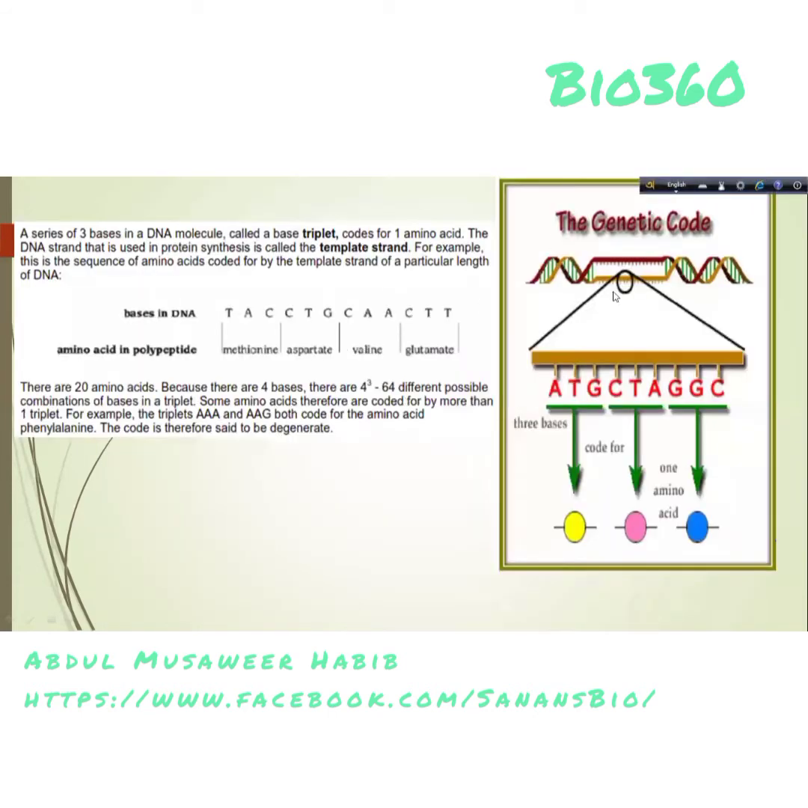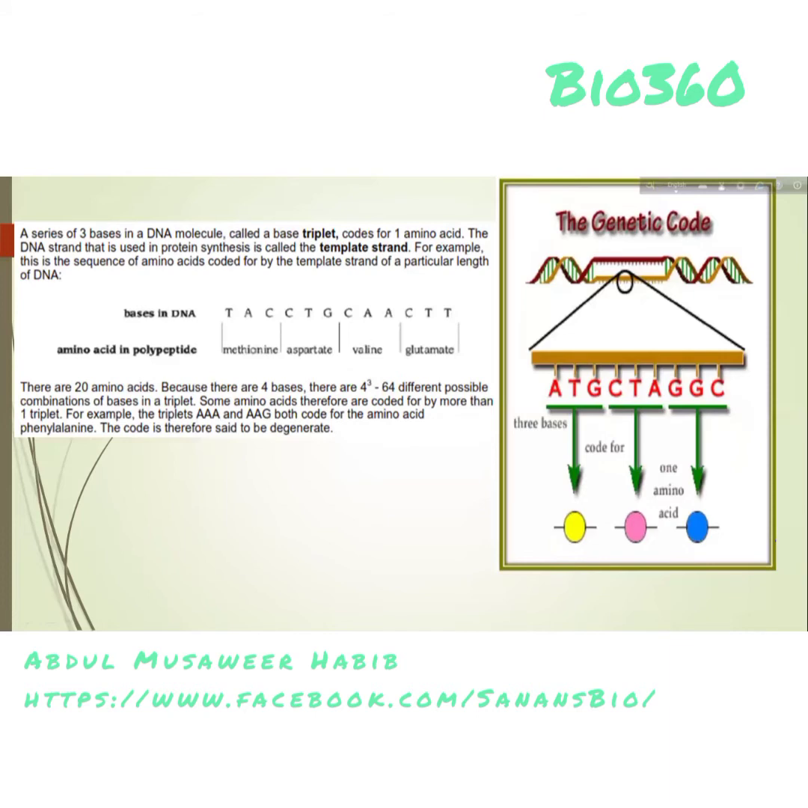And this is the genetic code. What is genetic code? Genetic code is a triplet of bases, a set of 3 bases which encodes a particular amino acid. Such as when there are bases like T, A, C in DNA, then we get methionine in the polypeptide. When CTG is the triplet base, then we get what? Aspartate. So this sort of triplet bases are called genetic codes.